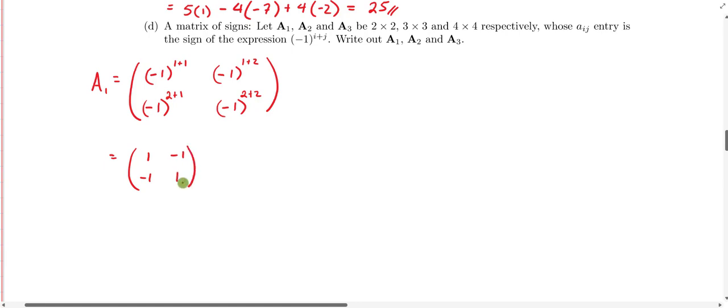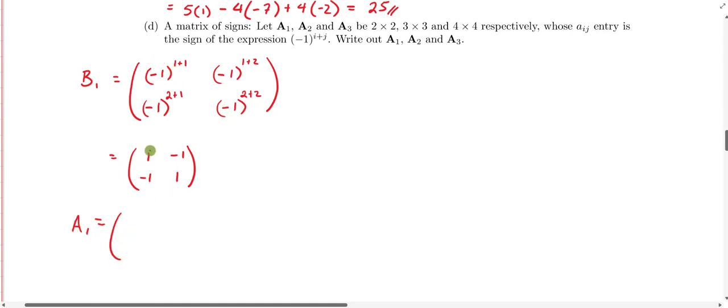And I should be a little bit more careful here. I said that it was the sign of that expression. So bear with me here. This is not actually our A. This would just be some other matrix. Maybe we call it B1. And so our A1 is the sign of each one of those expressions.